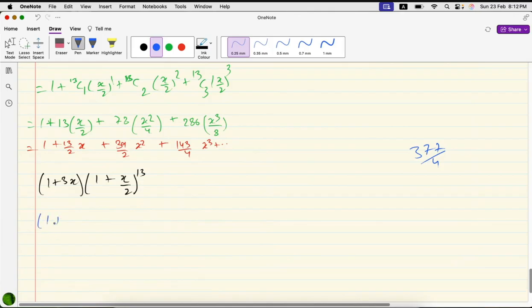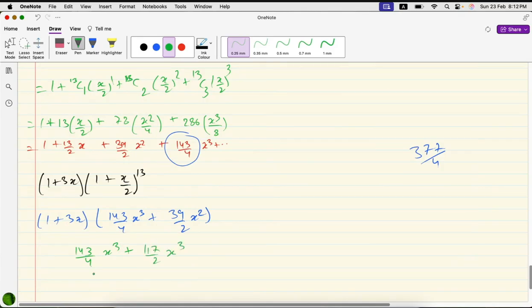I'll quickly do it. 1 plus 3x. When I multiply x with the cubic expression, I will get x cube. And when I multiply x with the squared expression, I'll get x cube. So 1 into this is 143 by 4x cube, and 3 into 39 by 2 is 117 by 2 x cube. So 143 by 4 plus 117 by 2 is 377 by 4x cube. Perfect.